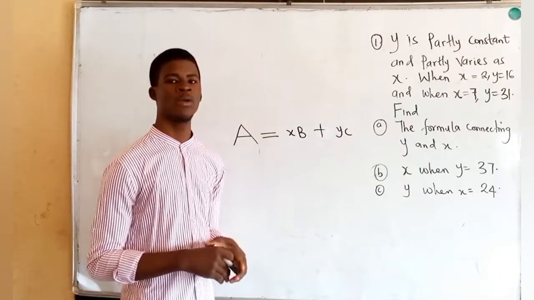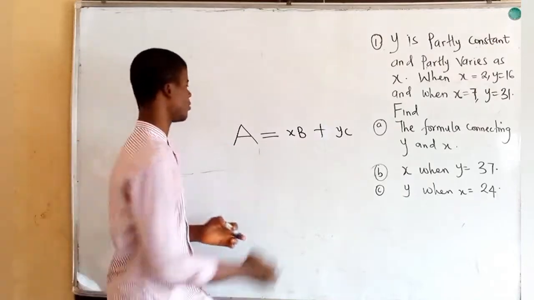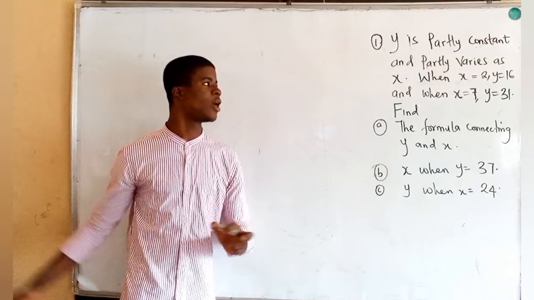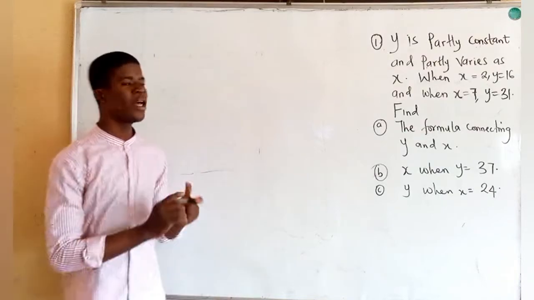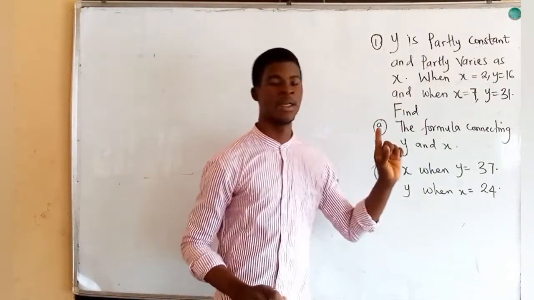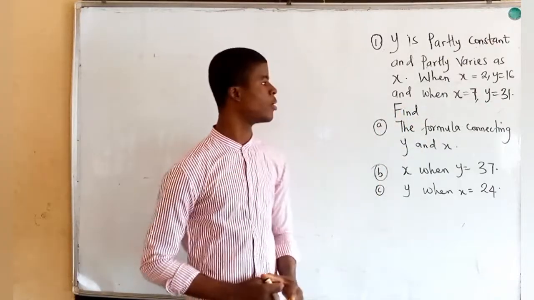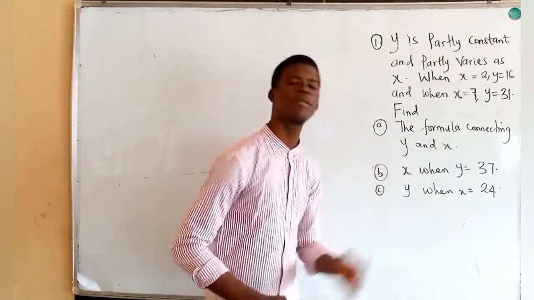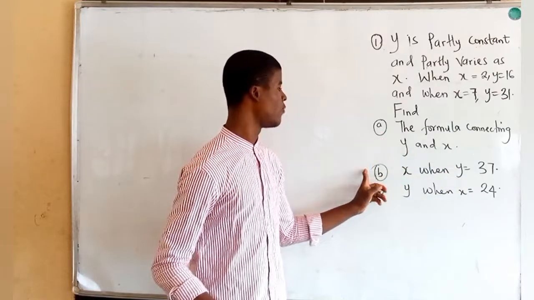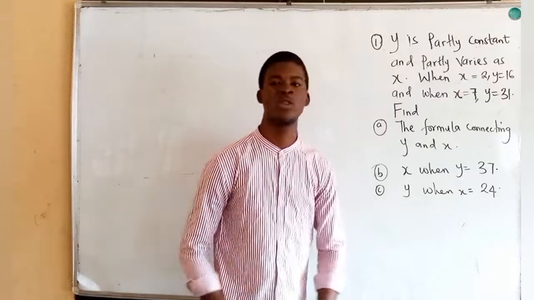First question. Let's see what the first question says. The first question is on the board. It says, y is partly constant and partly varies as x. When x is 2, y is 16, and when x is 7, y is 31. Find one, the formula connecting y and x; two, find x when y is 7; and three, find y when x is 24.